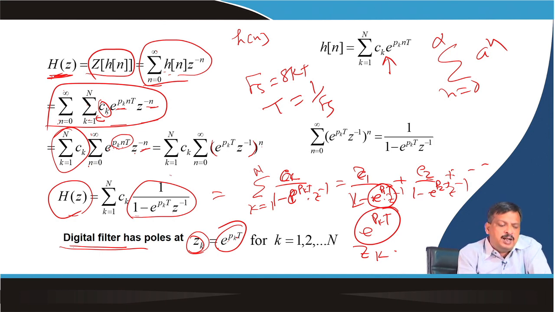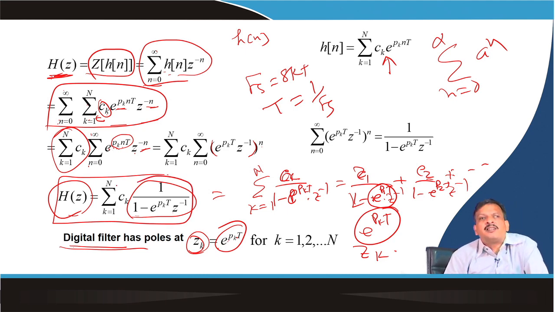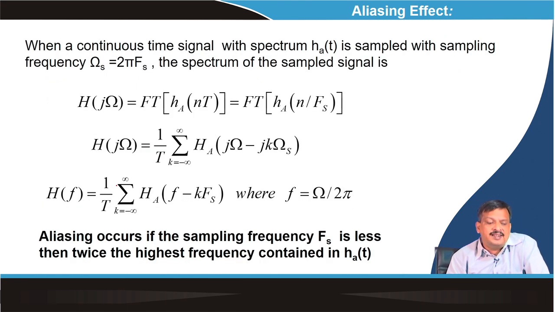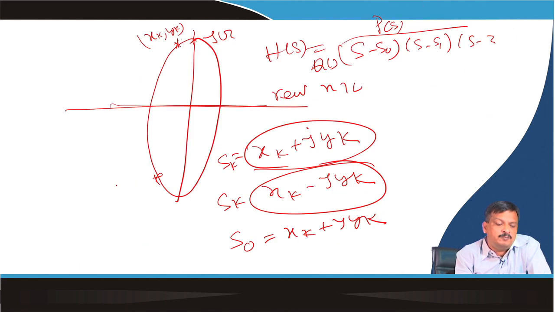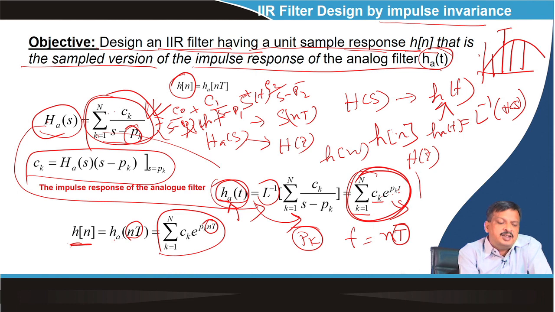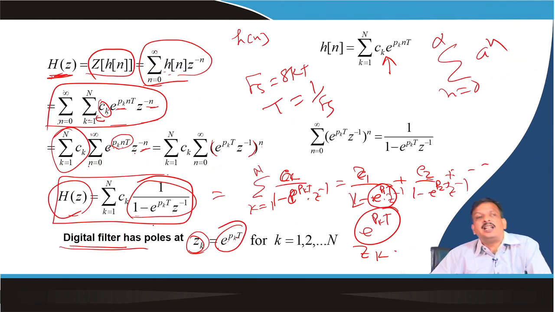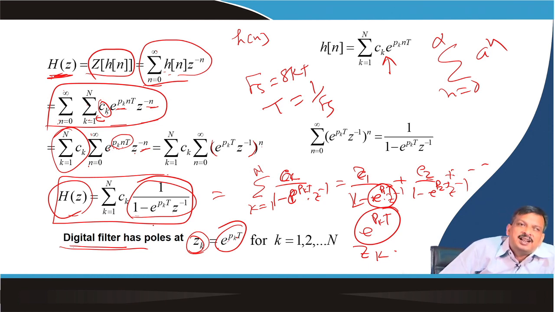So this is my impulse invariance filter transfer function. I know Hs. If my Hs is equal to Ck by s minus Pk, then my Hz is equal to Ck divided by 1 minus e to the power Pk t into z to the power minus 1. So I converted the s domain to the z domain.